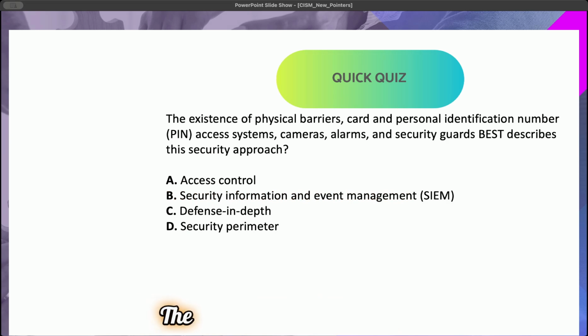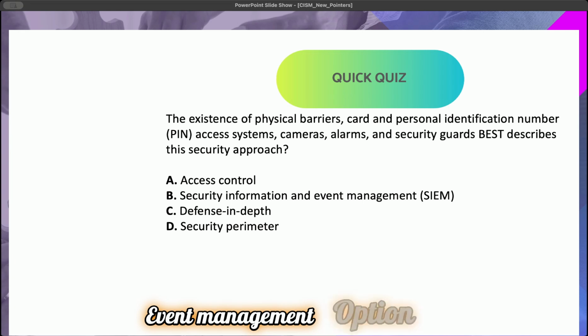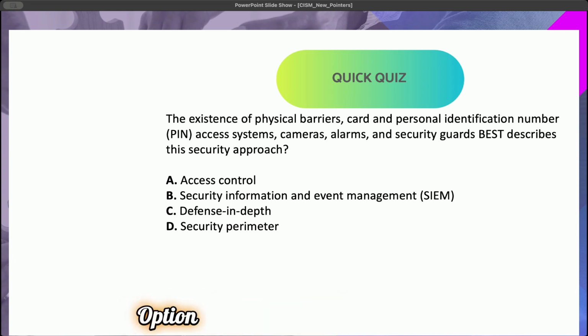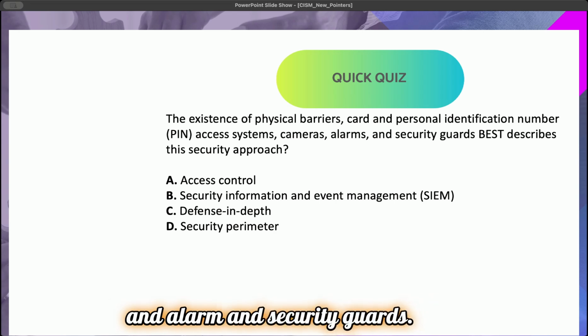Next question. The existence of physical barriers, card and personal identification number, that is PIN, access systems, camera, alarm, and security guards best describes this security approach. Option A, access control. Option B, security information and event management. Option C, defense in depth. Option D, security perimeter. Now the question is basically about a combination of physical barrier, card and PIN access system, camera and alarm, and security guards.